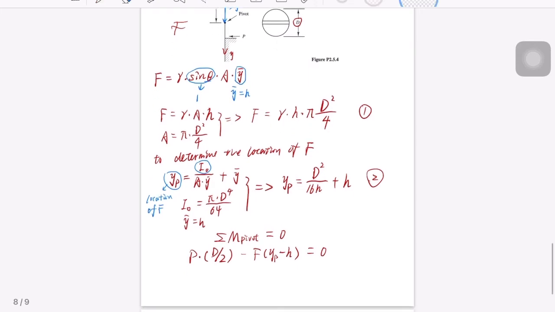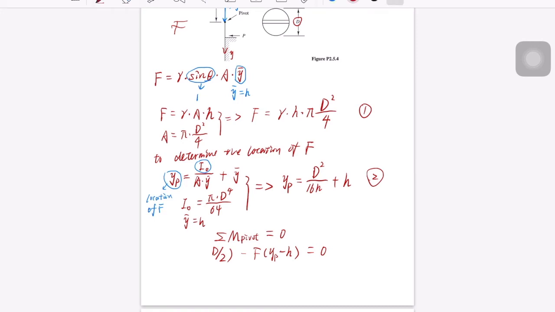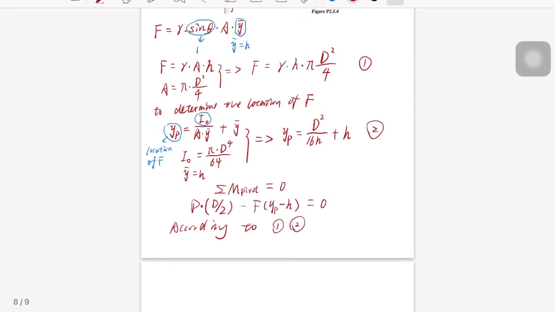So according to p times d, and according to equation 1 and equation 2, now we can get that p equals 1 divided by 32 times gamma times pi times d to the power of 3rd. So we have done this question.